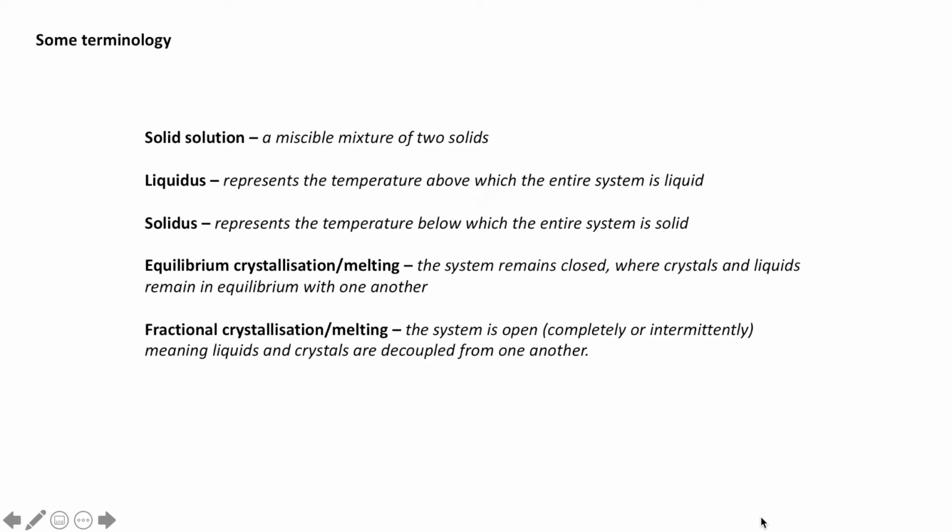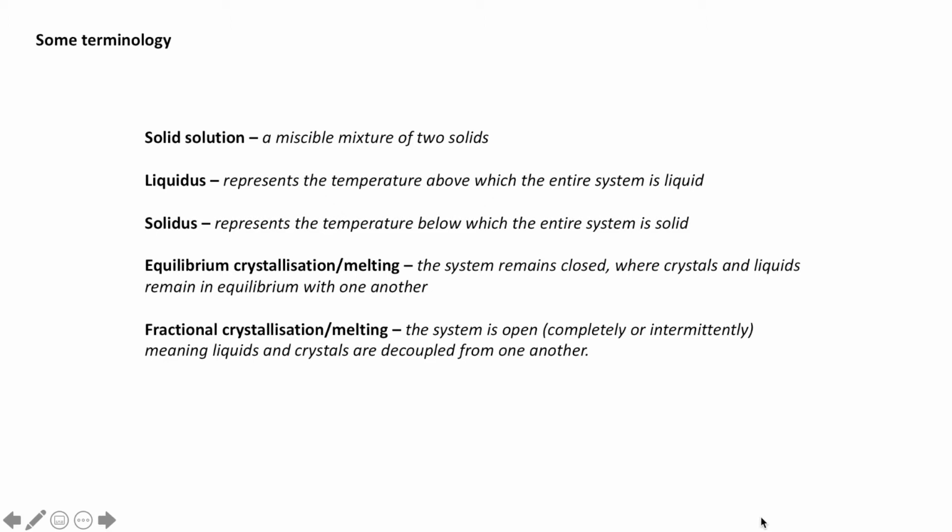Equilibrium crystallization or equilibrium melting means that the system remains closed during either crystallization or melting, where the crystals and the liquids remain in equilibrium with one another. Fractional crystallization or fractional melting means that the system is open, and it means that liquids and crystals within that system can be decoupled from one another.